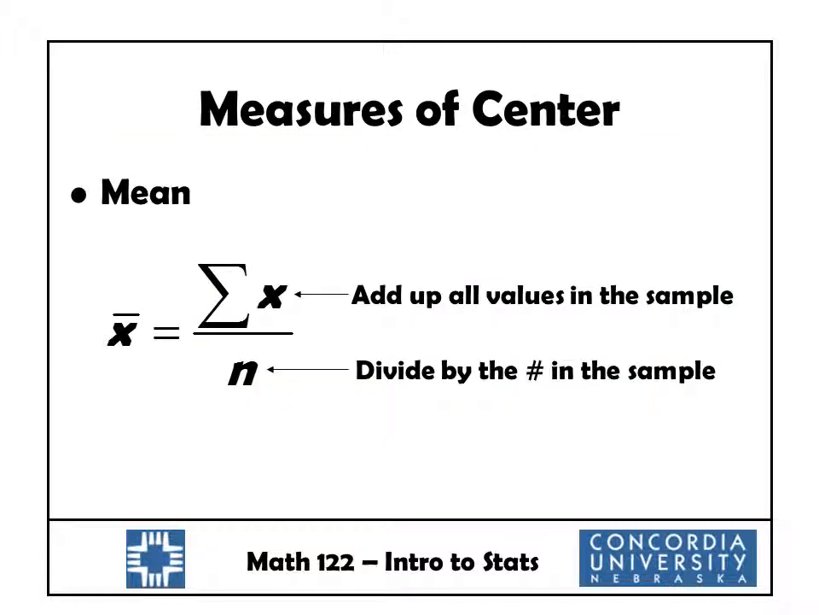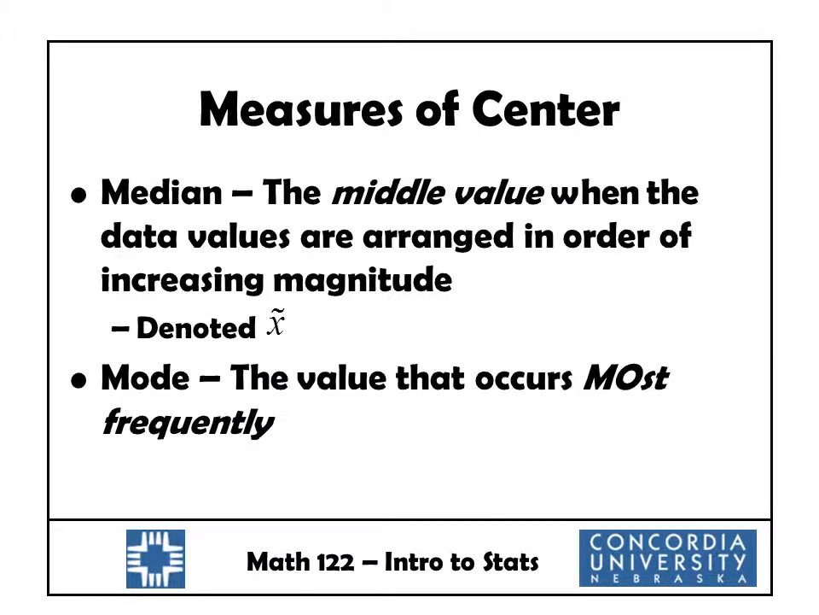Our first measure of center we talked about was a mean. A sample mean is denoted by x bar, and it's simply calculated by adding up all the values in the sample and dividing by the number in the sample. The median is where we line up our data values from smallest to largest and pick the one right in the middle. That is denoted x tilde. The mode is the value that occurs most frequently.